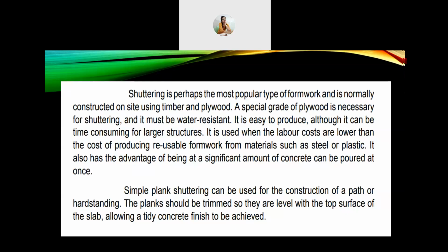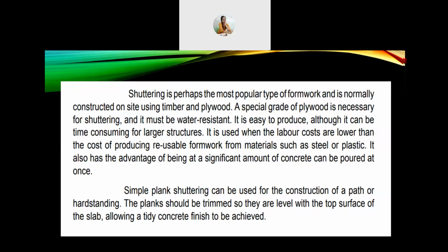So what is shuttering? Shuttering is perhaps the most popular type of formwork and is normally constructed on site by using timber and plywood. A special grade of plywood is necessary for shuttering and it must be water resistant. It is easy to produce, although it can be time consuming for larger structures.